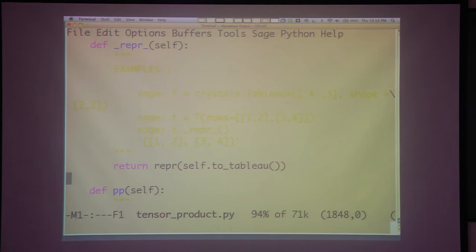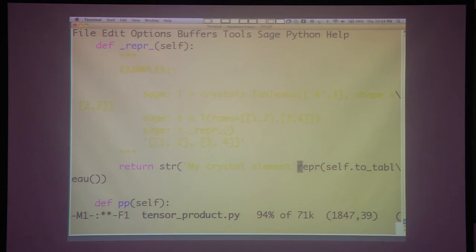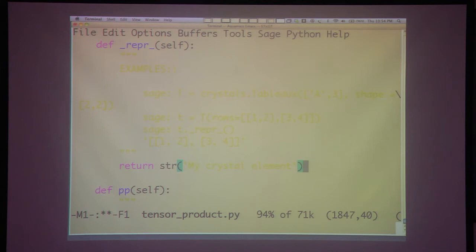And now I want to do something else. I want to just say this is my crystal element. So what this is doing is, every crystal element in my crystal won't get a different name now. If it's one or two or three, they will all be called my crystal element. Okay, it's kind of stupid. It's kind of scary. You shouldn't really do this, but I'm going to do this now anyway.